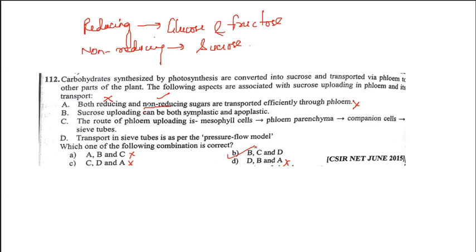So see what is BCD? Sucrose uploading can be both symplastic and apoplastic. We read that uploading means loading, so loading and unloading both show apoplastic and symplastic pathways. The route of phloem uploading is mesophyll, it can be bundle sheath in between, but the sequence is still correct: phloem parenchyma, companion and sieve tube, correct. Transport in sieve tube is as per pressure flow model. Yes, this is also correct. So BCD is the correct option.